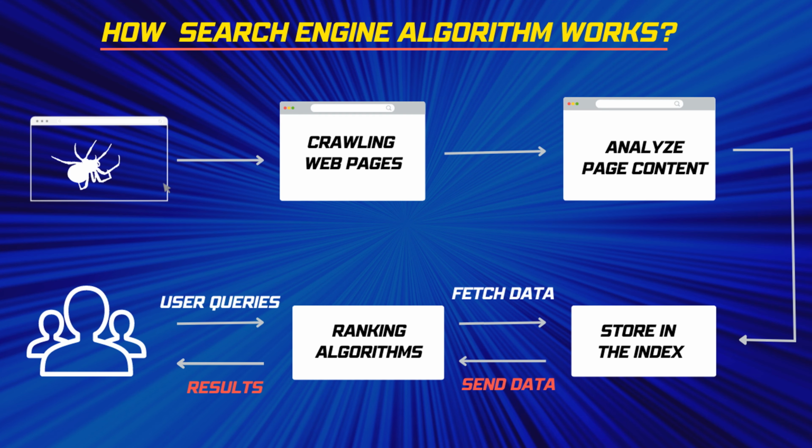And here you can see the flowchart. First, the spider crawls the web pages, then analyzes the page content, then it stores all the data in the index. Whenever a user searches any query in the Google search engine, the ranking algorithm fetches data from the stored index, and depending upon the factors of the website, there are many ranking factors about the relevant content, and the results will come, and the user query is done. In this way, search engine algorithms work.